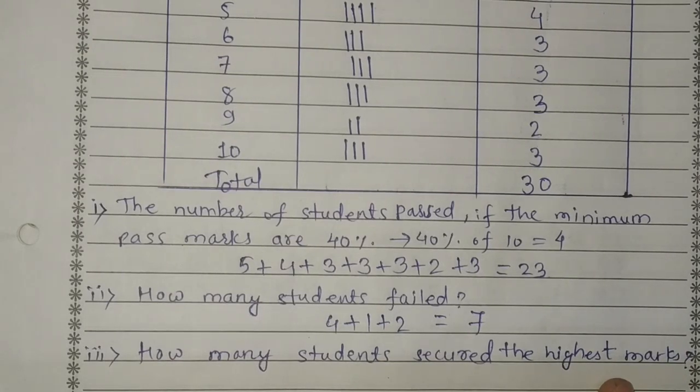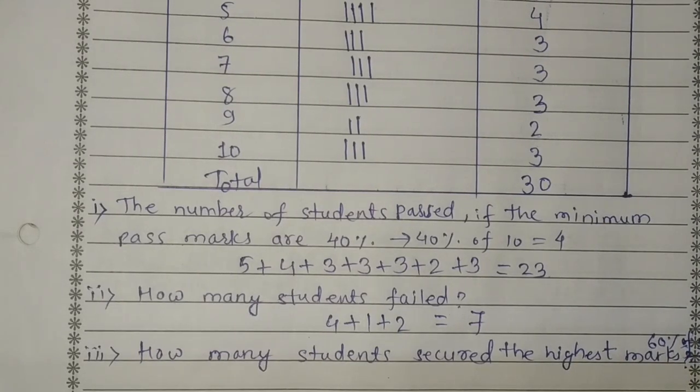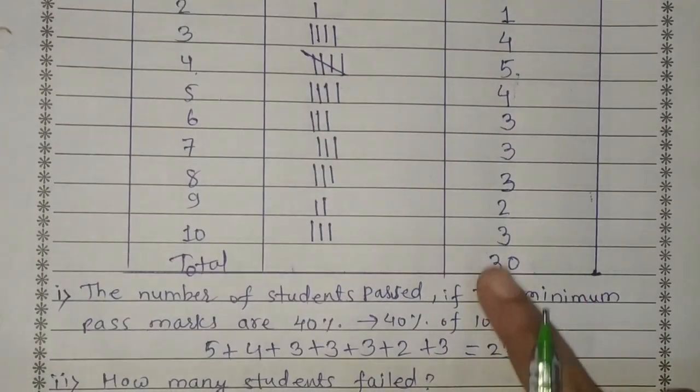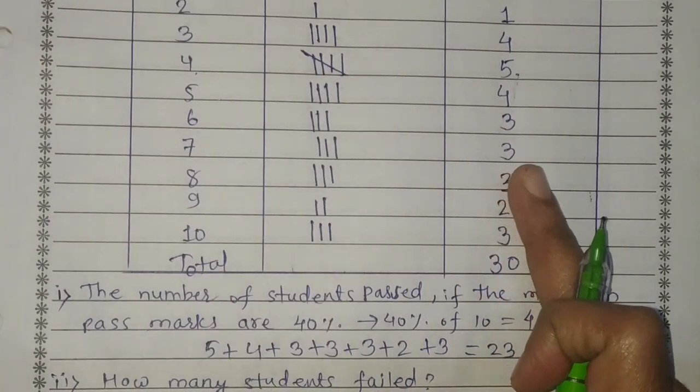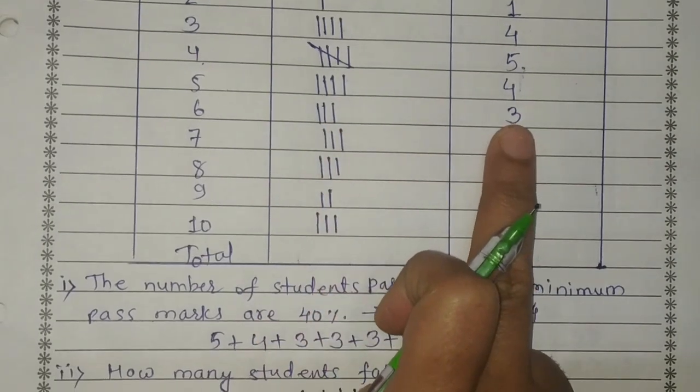Now the next question is how many students secured the highest mark. It is given that the highest mark is 60% of 10. So 60% of 10 is equal to 6. So we have to take highest mark as 6 and more than 6. So highest marks is 60%. So here we get directly 3.